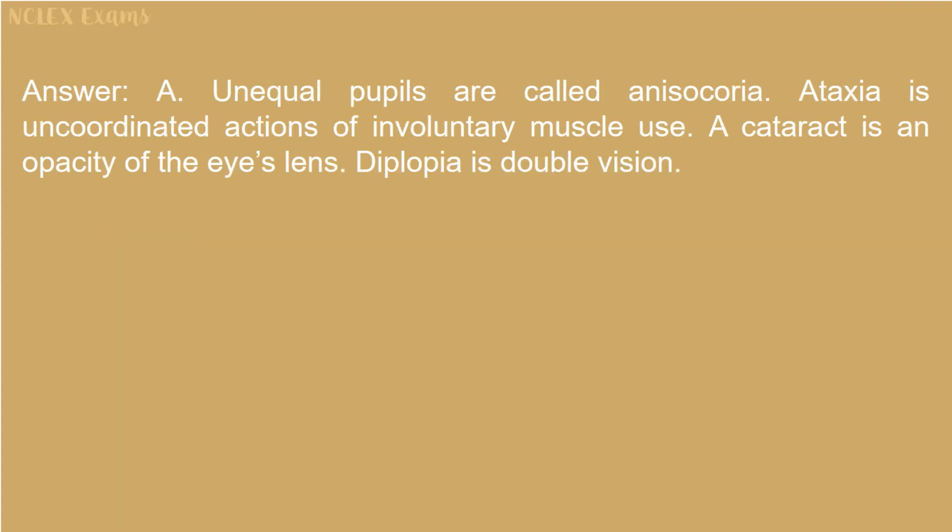Answer: A. Unequal pupils are called anisocoria. Ataxia is uncoordinated actions of voluntary muscle use. A cataract is an opacity of the eye's lens. Diplopia is double vision.